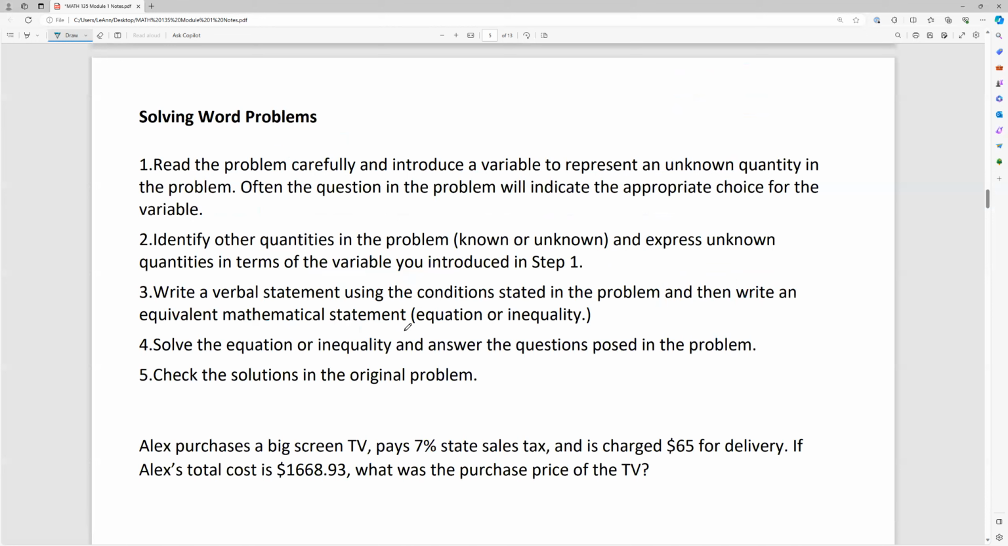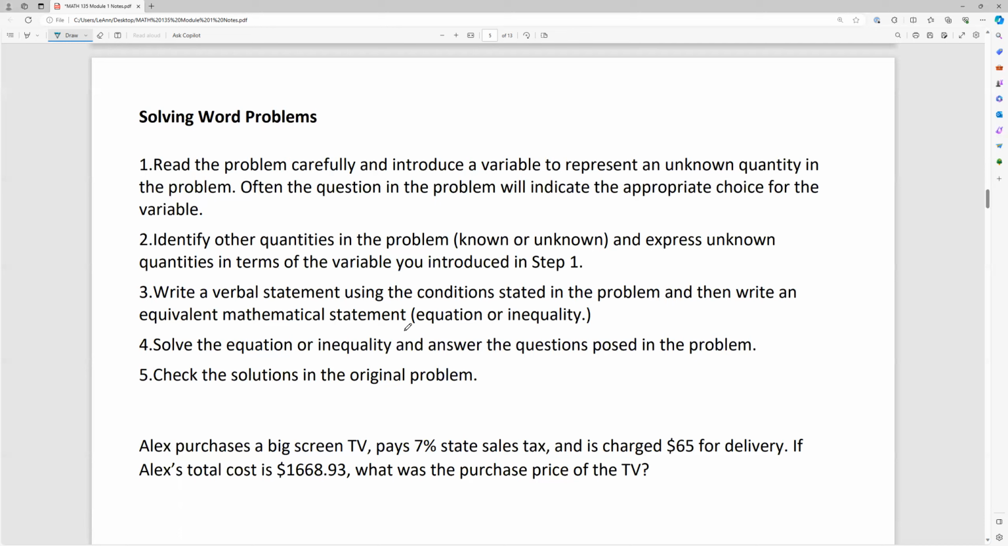All right. We're going to now focus for a little bit on solving word problems. So some things to think about when you're solving a word problem. You want to read the problem carefully and introduce a variable. You'll usually write out let x be such and such. That will represent your unknown quantity that you're looking for. Often the question in the problem will indicate the appropriate choice for the variable. They might tell you exactly what to use for x or y, once we get into 2 variables. But if they don't, you can write it out yourself, okay?